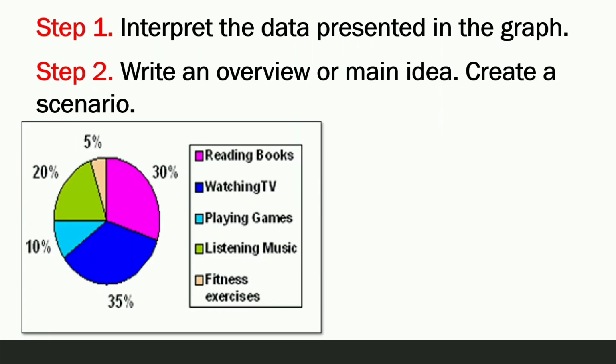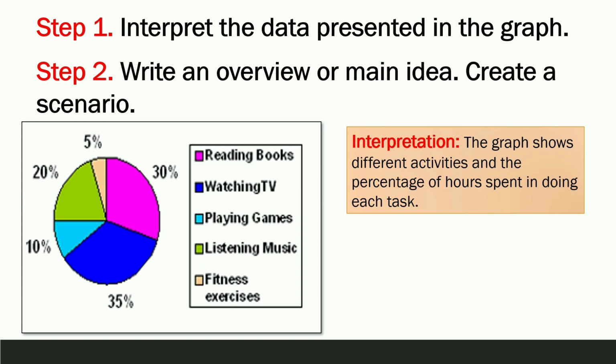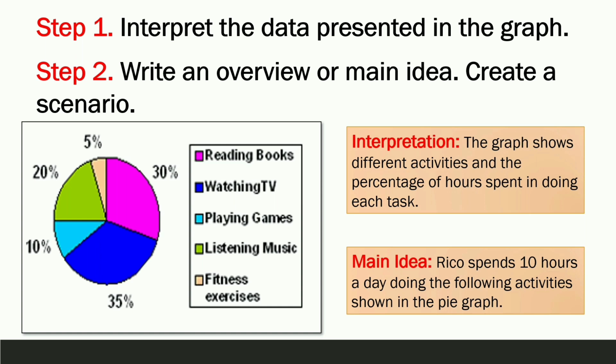Let's perform steps 1 and 2. Here, we have the data presented using the circle graph. Our interpretation may be, the graph shows different activities and the percentage of hours spent in doing each task. Now, we have to write an overview or main idea, or you may create a scenario. Let's have a name, a person whom we are going to talk about in this data.